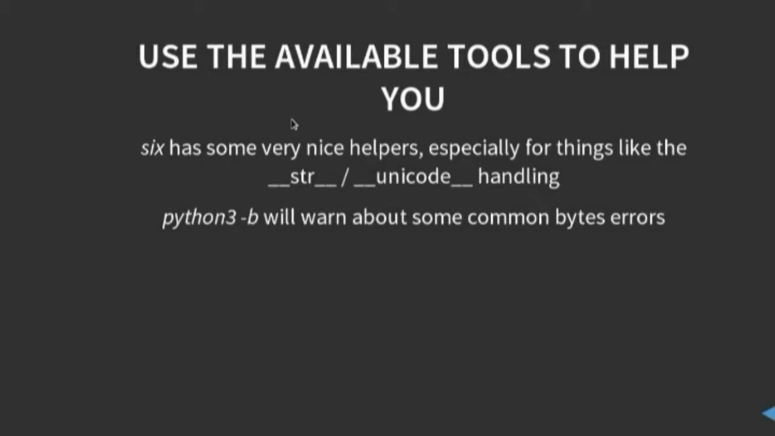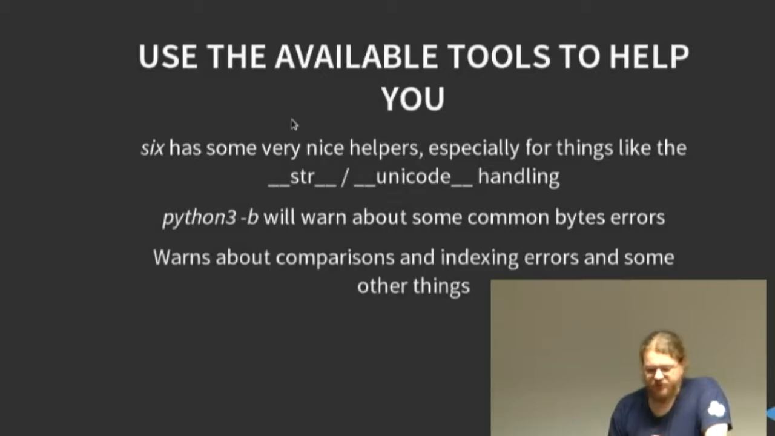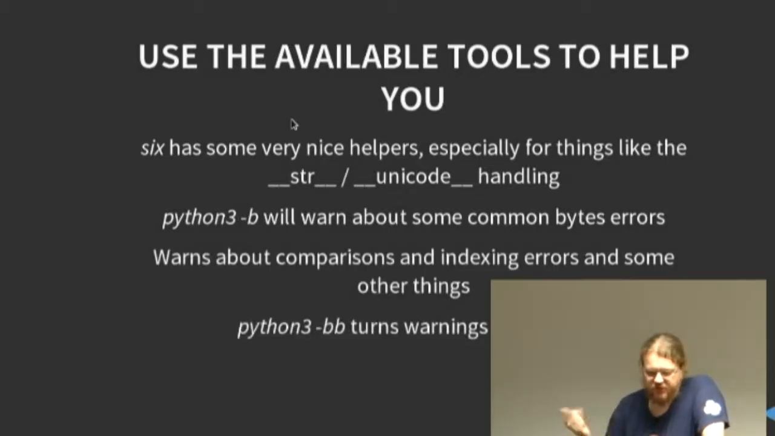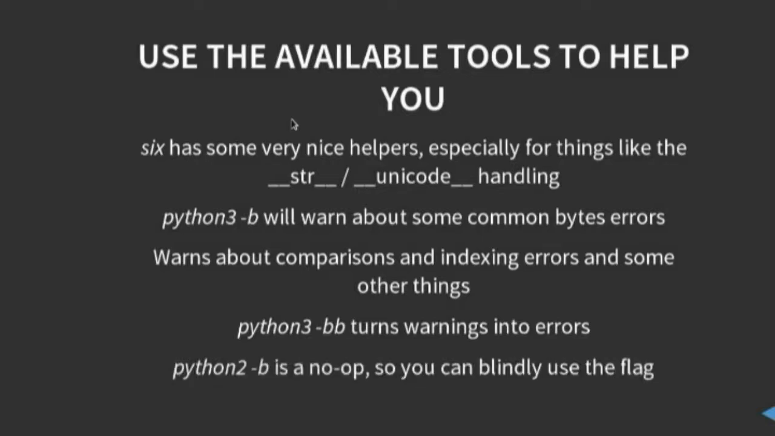Use the available tools, though, to help you. Six has some very nice helper methods, especially for cases like that, where you just define a dunder str method and it will handle the stuff that needs to happen for Python 2. Python 3 has this very nice -b flag, which will warn you of most of the common bytes errors, like indexing a bytes array or comparing a bytes array to a string. If you use -bb, it'll turn the warnings into errors, which can be very useful. And on Python 2, -b is a no-op, so you can blindly add this to your test suite and on Python 3, you'll pick up your errors.